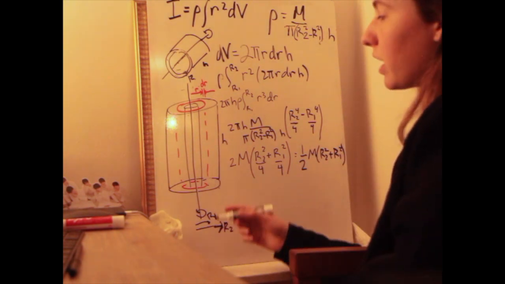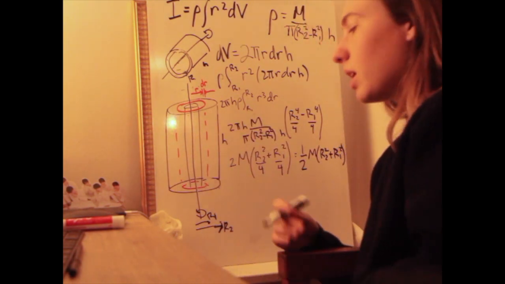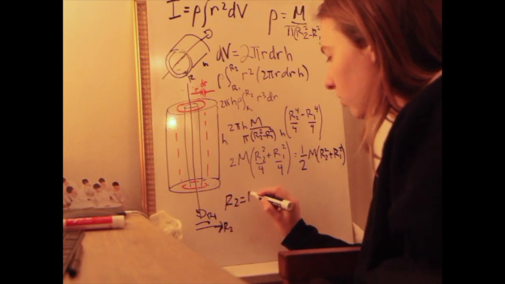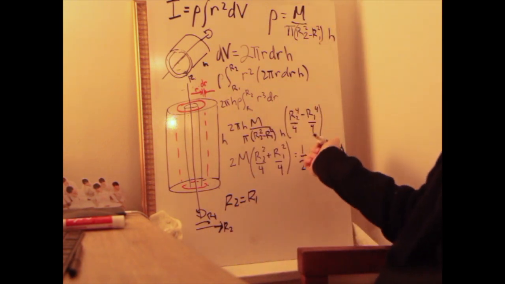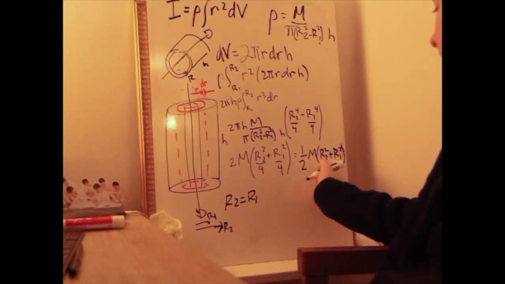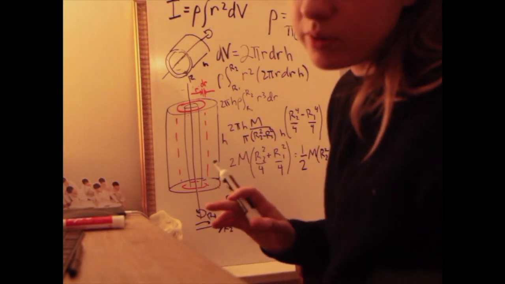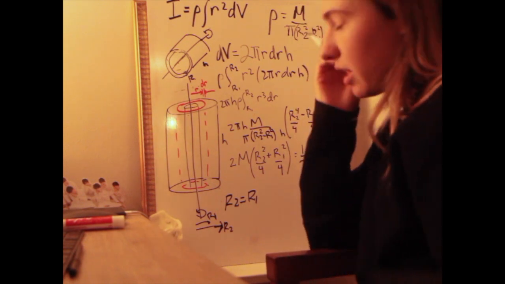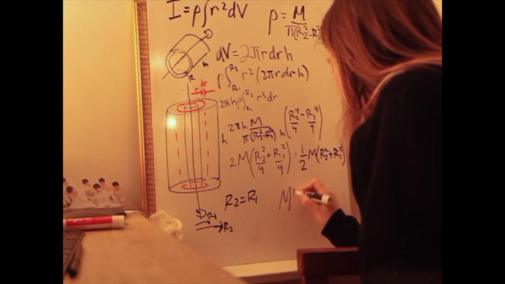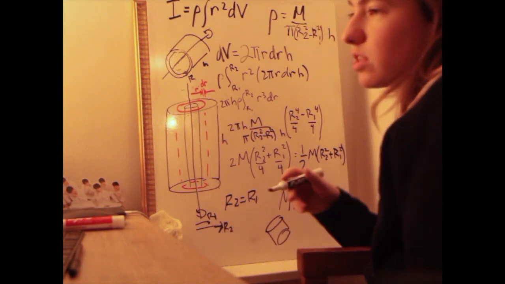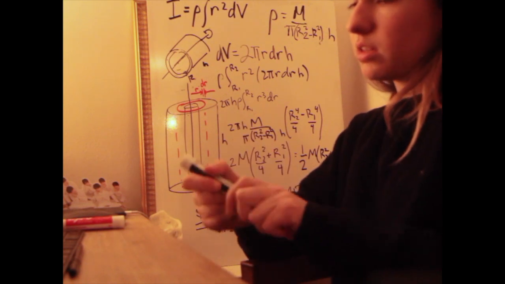And when we have a cylindrical shell, then R2 is going to be equal to R1. So when R2 is equal to R1, we are going to get 2R squared, or 2R2 squared. And so then the 2 is going to cancel with the 1/2, and we get mr squared for the shell, which is the thing that's on your table.